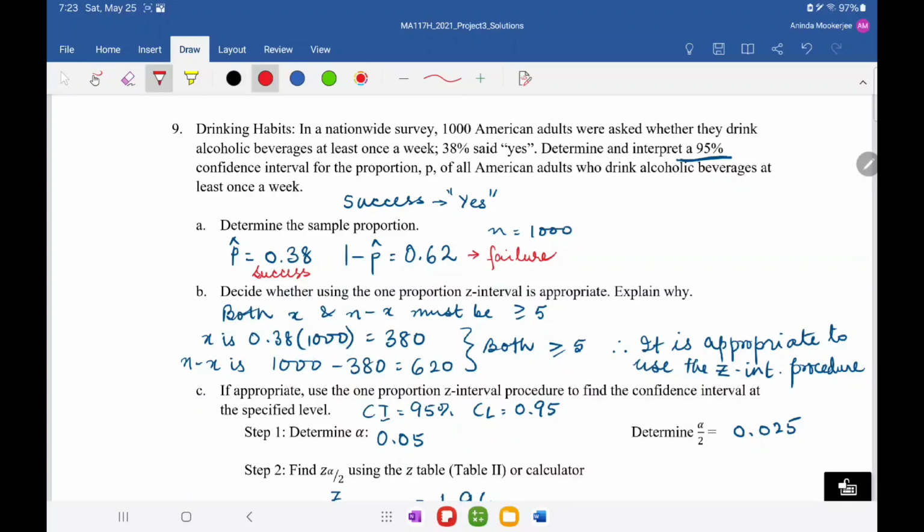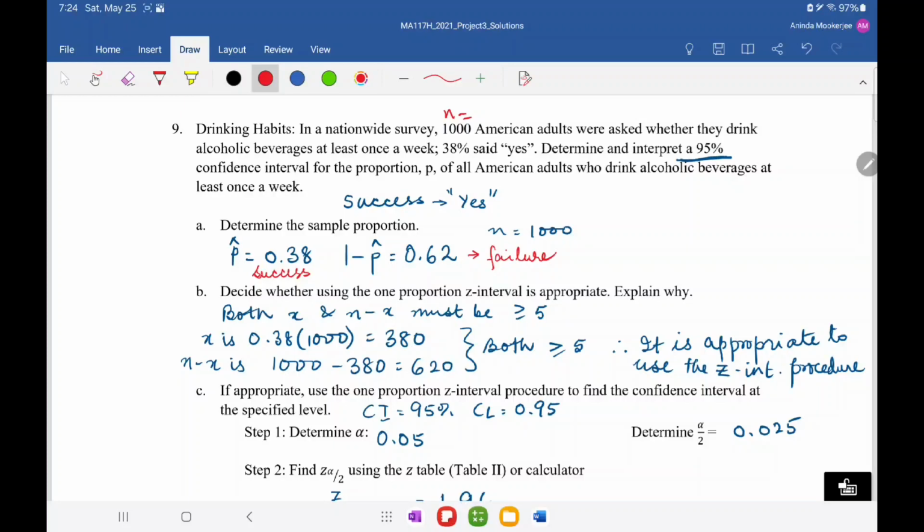Of course, it has to be always a simple random sample, but it also has to meet this criteria that x and n minus x must be greater or equal to 5. All right. Now here we are not given the value of x. We are just given the percentage. So all you need to do is to find x. You can use your sample size. Our sample size is 1,000, isn't it? This is n equals, because a total of 1,000 American adults were surveyed.